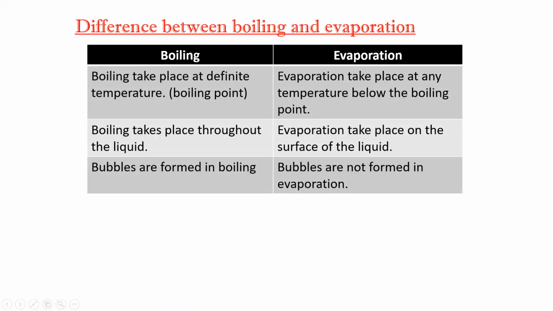What are the differences between boiling and evaporation? Boiling takes place at a fixed temperature, the boiling point. Evaporation occurs at any temperature below the boiling point. Boiling takes place throughout the liquid, evaporation only at the surface. Bubbles are formed in boiling; in evaporation no bubbles form.